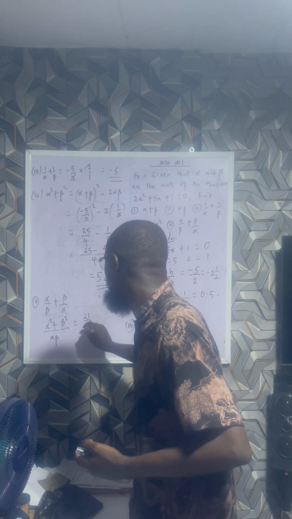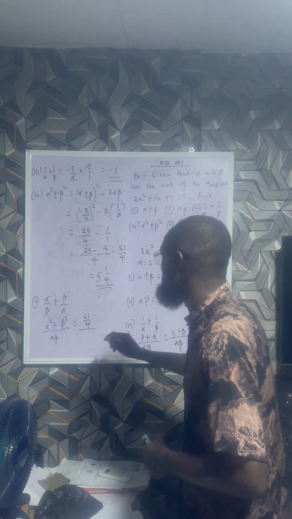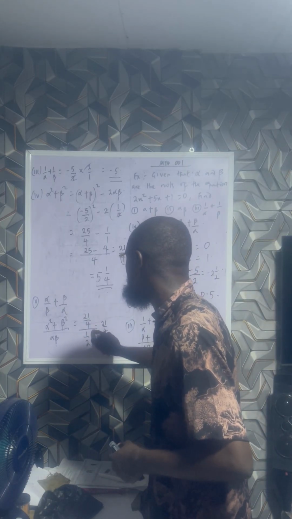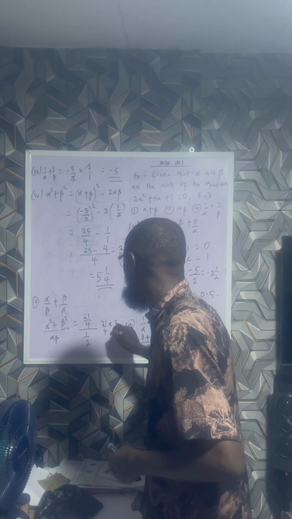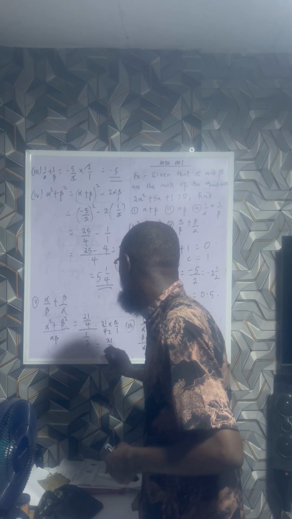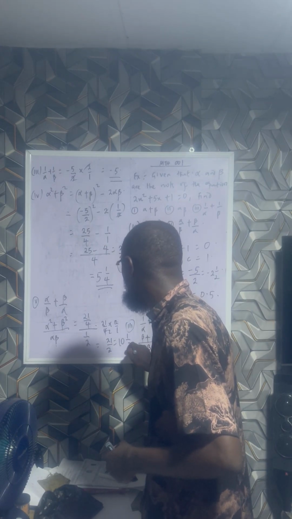21 over 4 divided by our alpha beta, which has been simplified here as 1 over 2. This will now give me 21 over 4, division turning to multiplication, times 2 over 1. In that case, 2 here, 1, 2 here, 2, so 21 over 2. And that will give us 10 whole number 1 over 2.